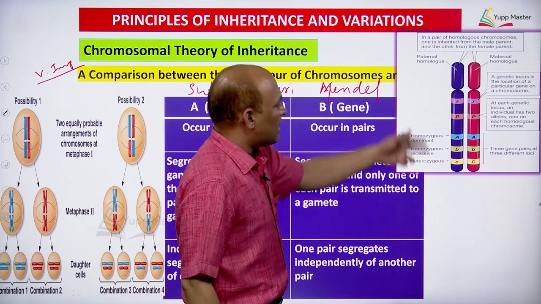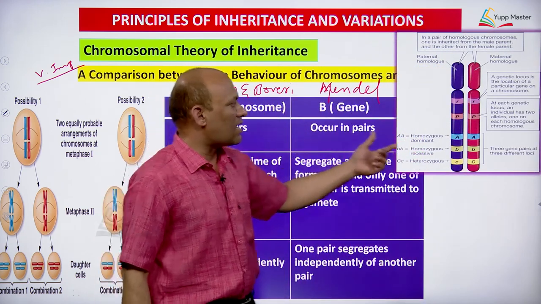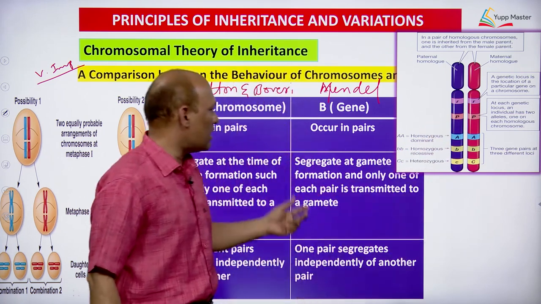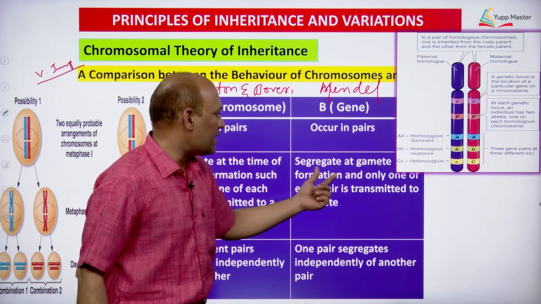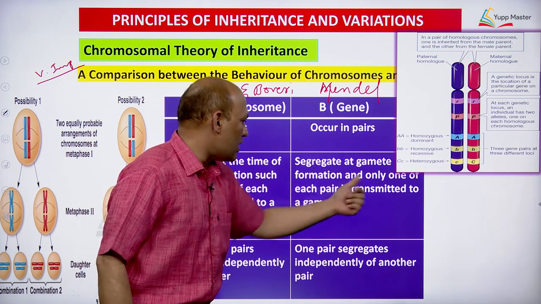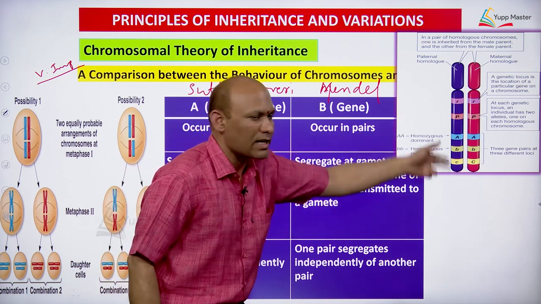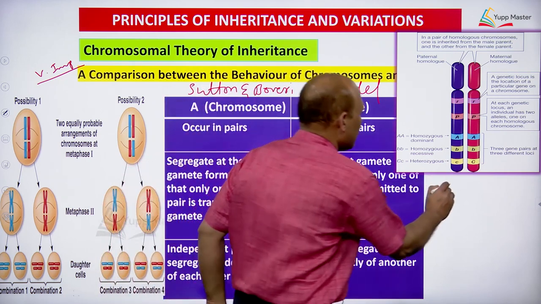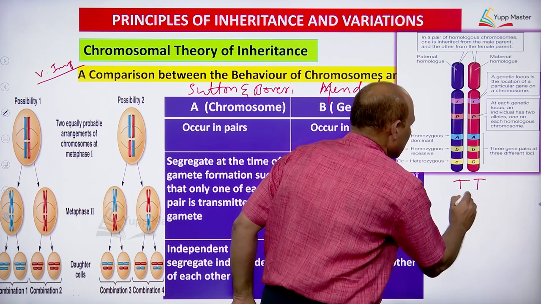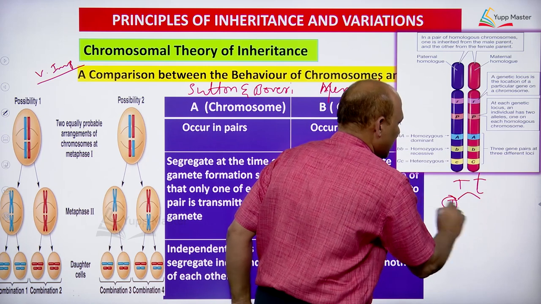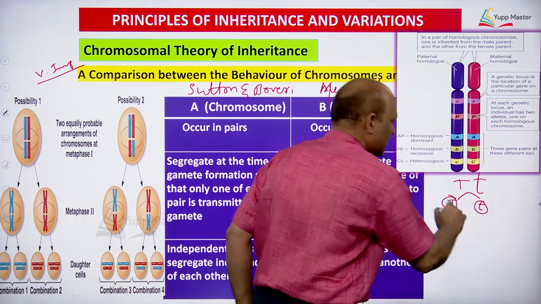See, this diagram clearly shows, as I have told, genes occur in pairs. You can see clearly, genes occur in pairs, dear students. Genes segregate at the time of gamete formation, and only one of each pair is transmitted to the gamete. Like you see, capital T is transmitted. Suppose capital T and small t are there, capital T is transmitted.